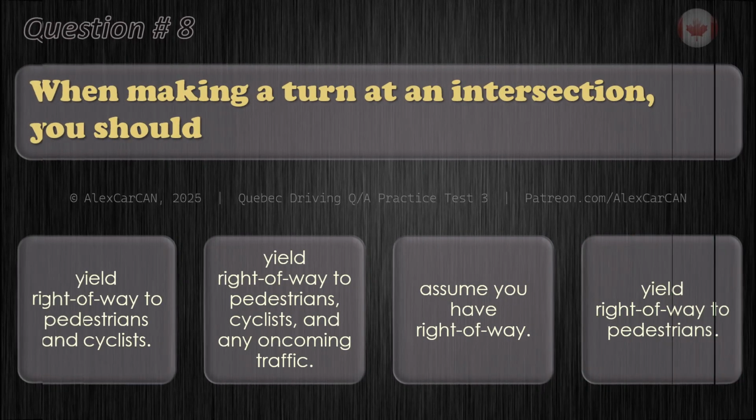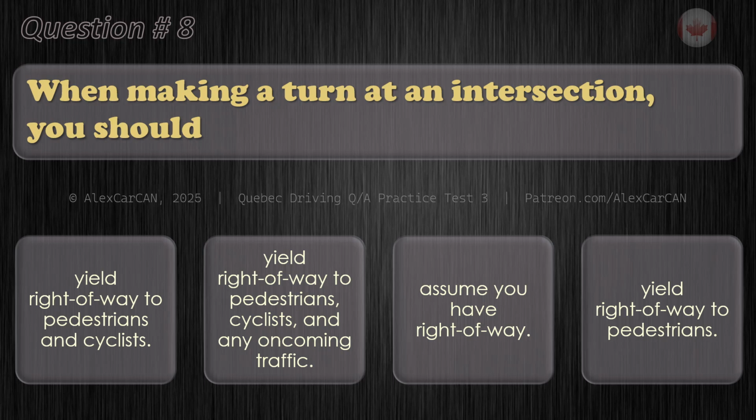Question number 8. When making a turn at an intersection, you should yield right-of-way to pedestrians and cyclists. Yield right-of-way to pedestrians, cyclists, and any oncoming traffic. Assume you have right-of-way. Yield right-of-way to pedestrians. The correct answer is yield right-of-way to pedestrians, cyclists, and any oncoming traffic.